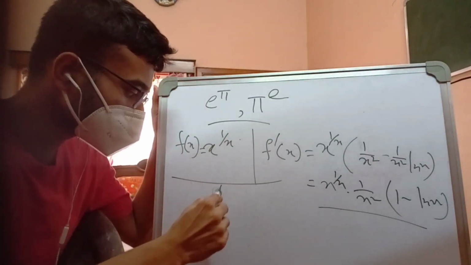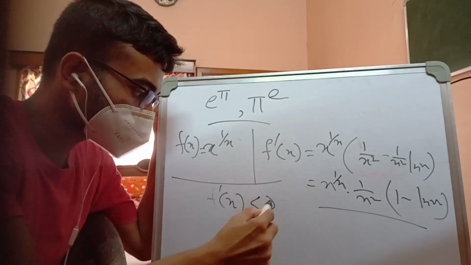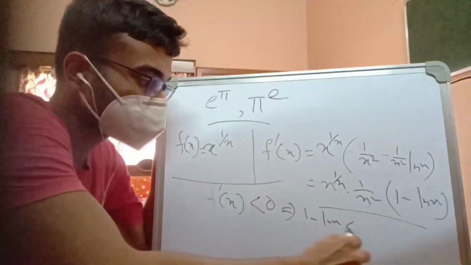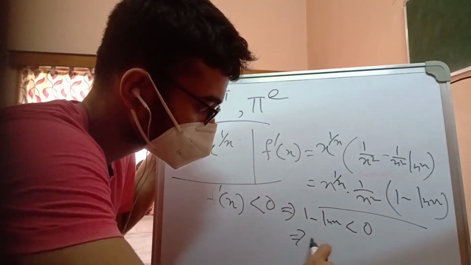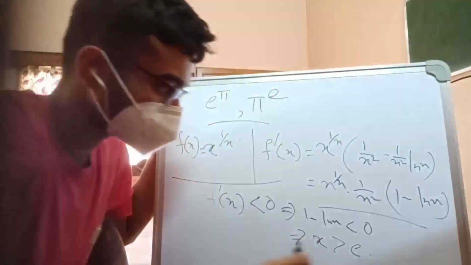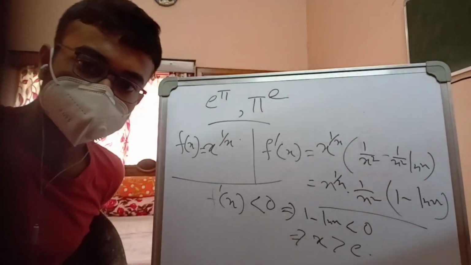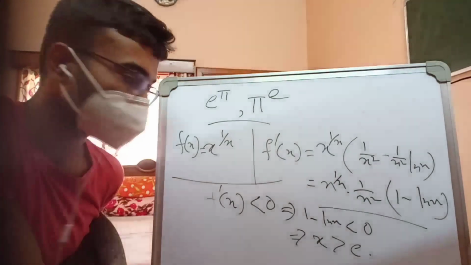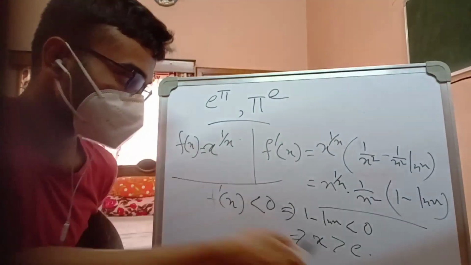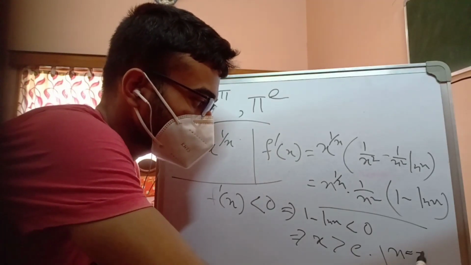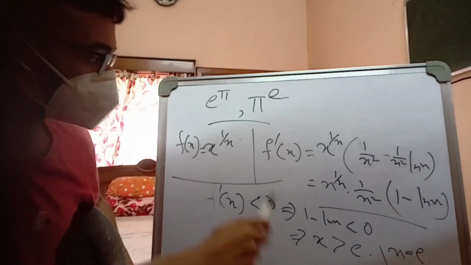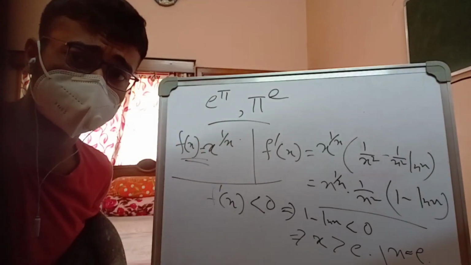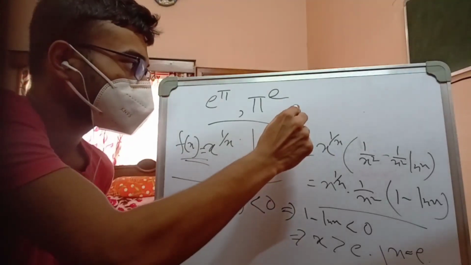So you can see that for x greater than e, 1 minus ln x is less than 0. And you also find that if x equals e, this function assumes its highest value, the maximum value. How did you find that?